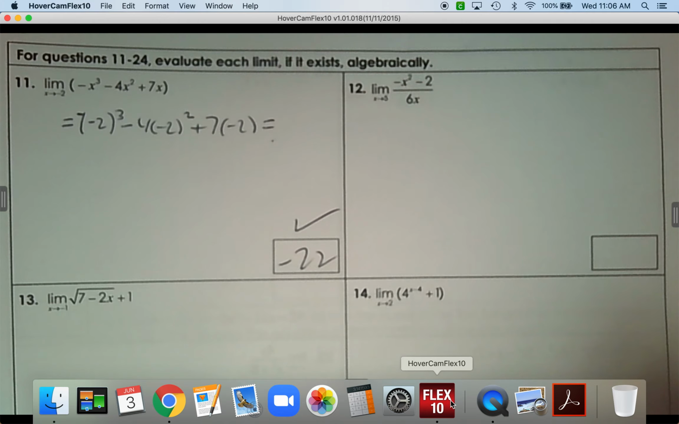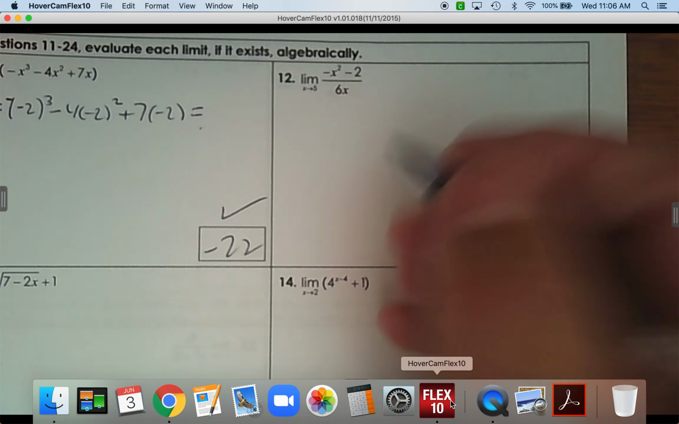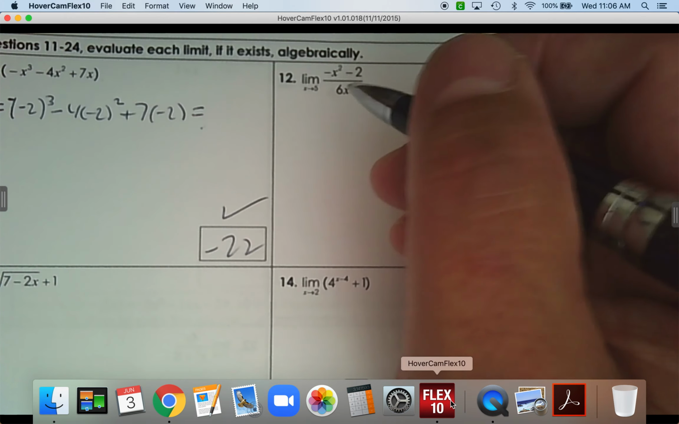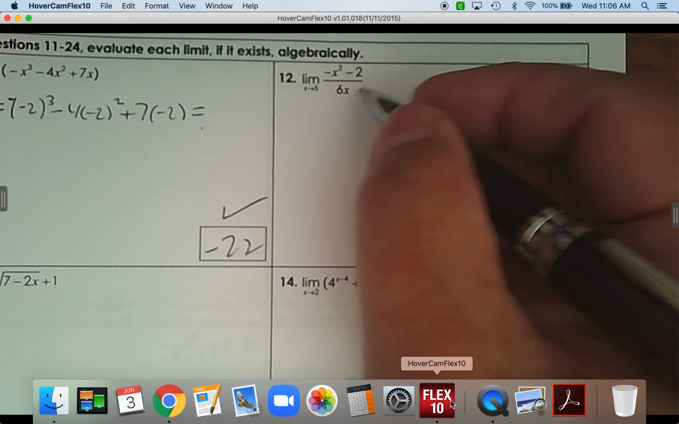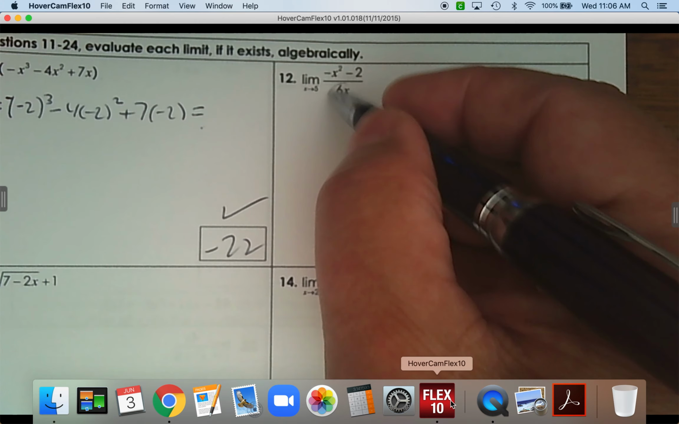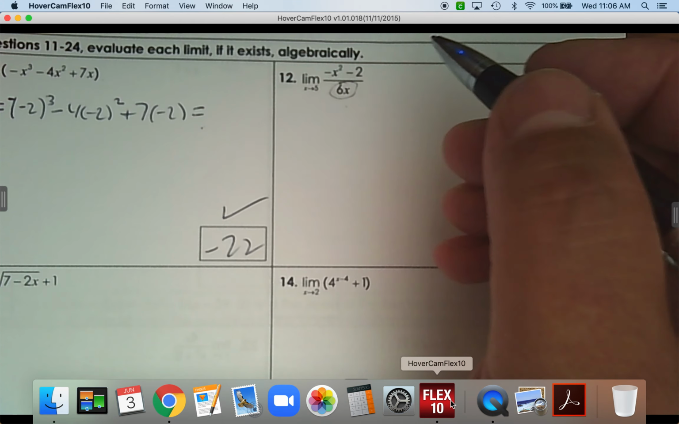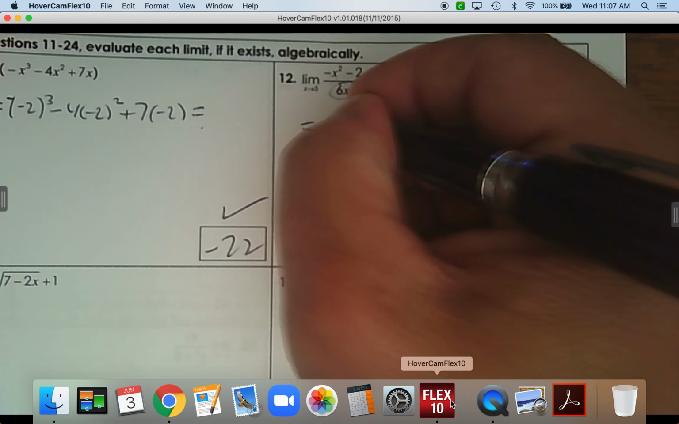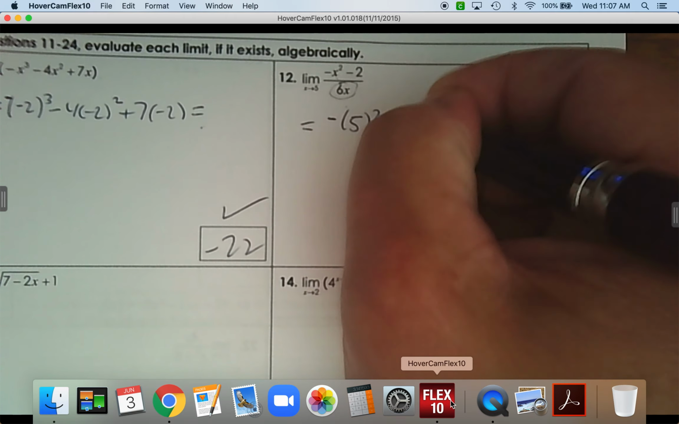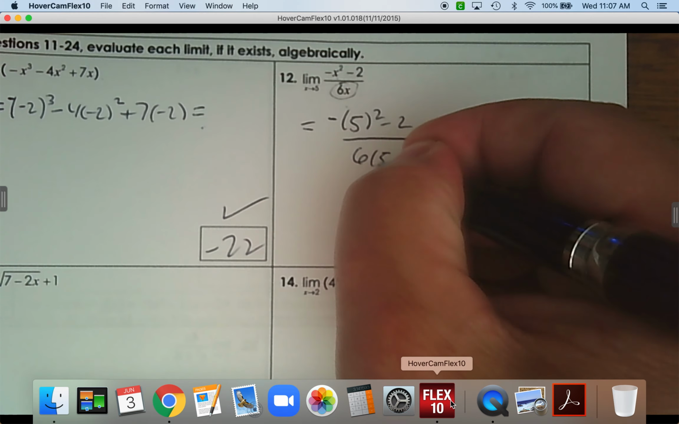Give yourself a check mark. For number 12, the limit as x approaches 5. What I first do is substitute in and see if it's undefined or if it's indeterminate. Does that make a 0 in the denominator? No. Could it make a 0 in the numerator? It doesn't. So this is just a substitution. So I plug in 5 to get my answer.